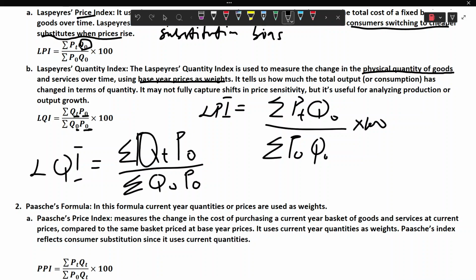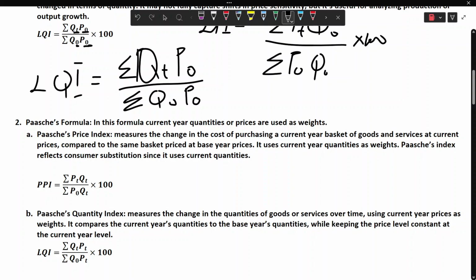Another formula is the Paasche formula. The Paasche formula uses the current year quantities or prices as weight. Let's take note. The Laspeyres uses the base year quantities or prices as weight, whereas the Paasche uses the current year quantities or the current year prices as weight. We also have two.